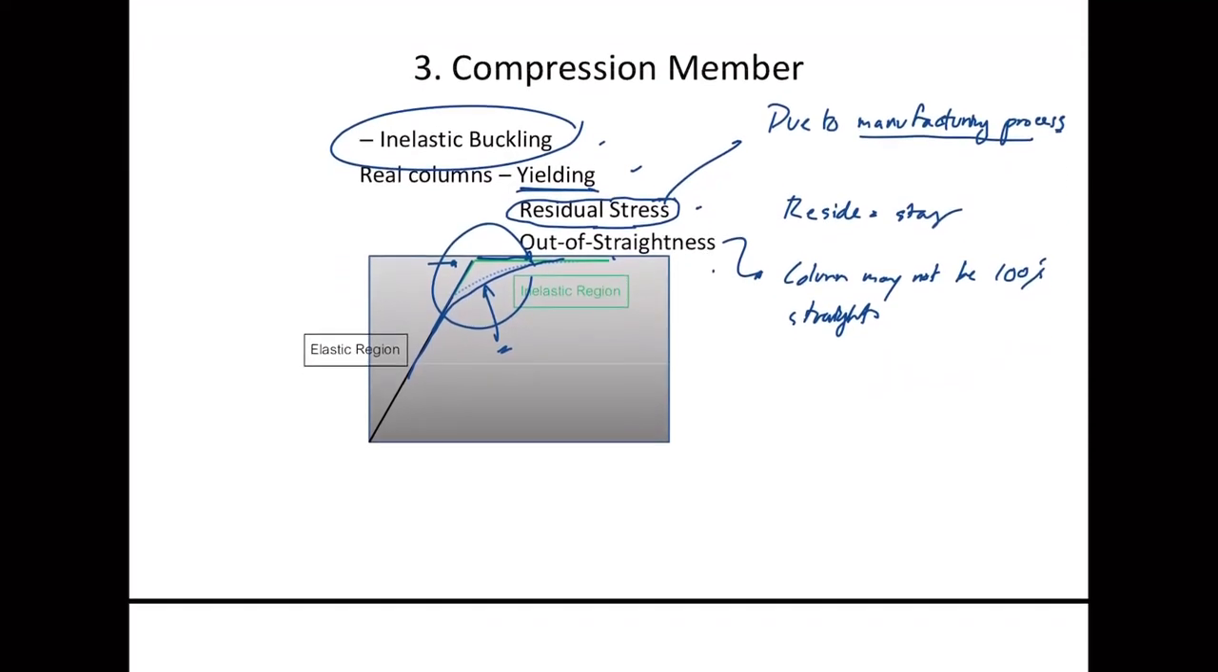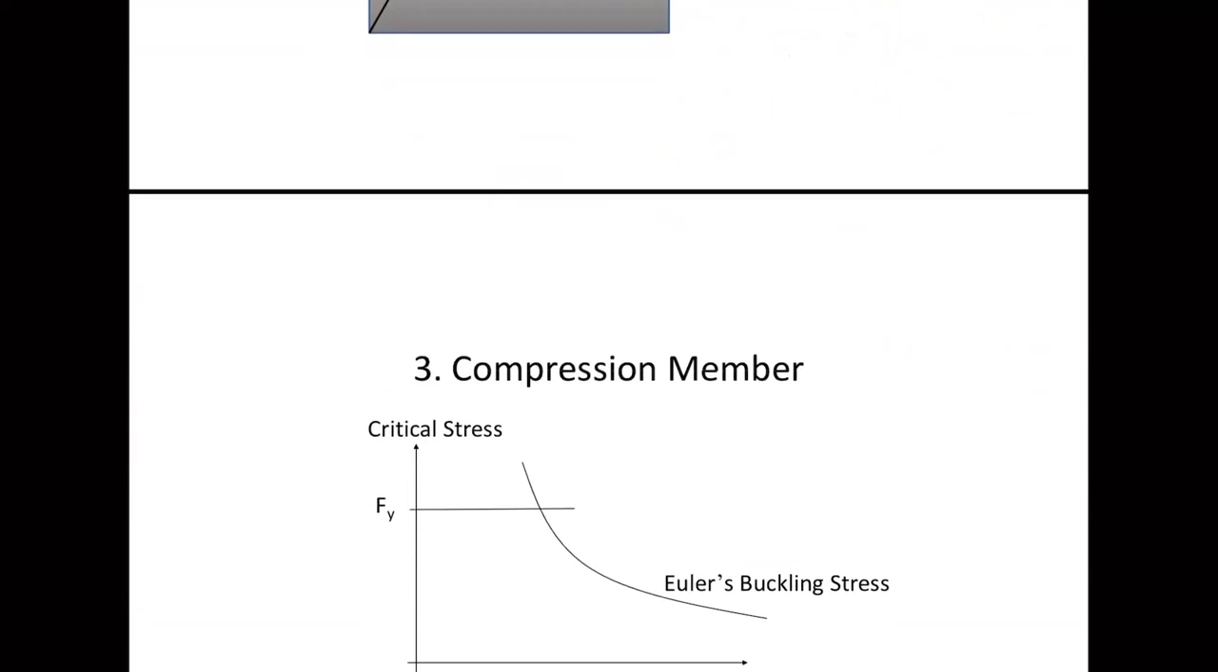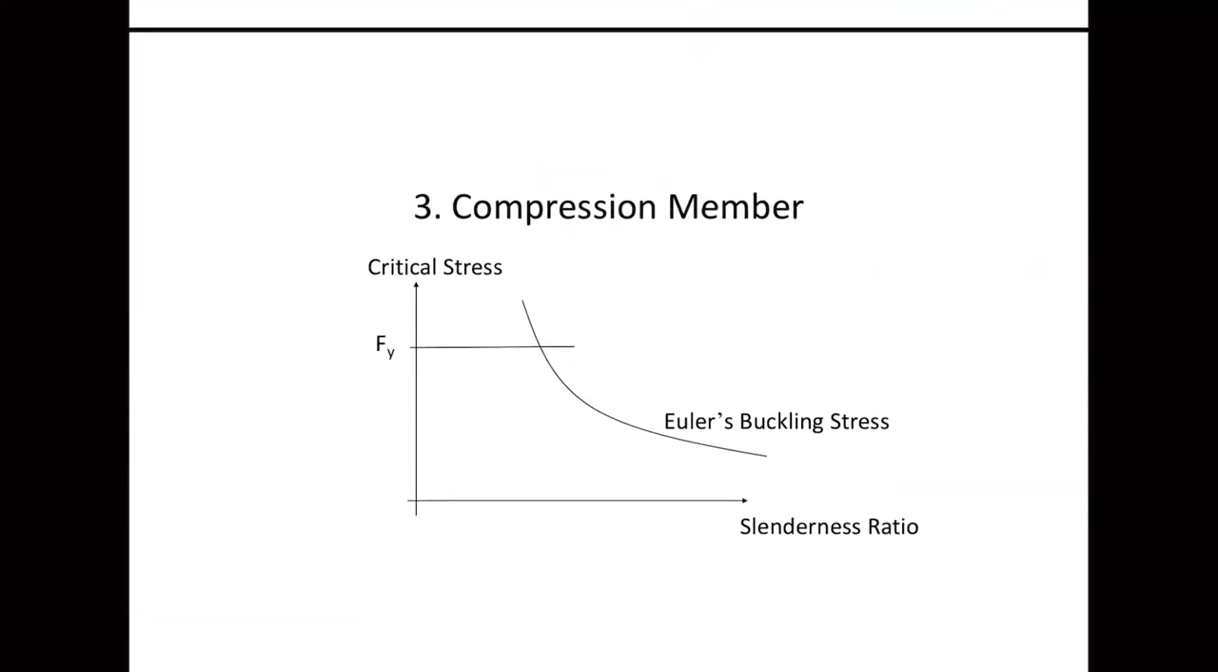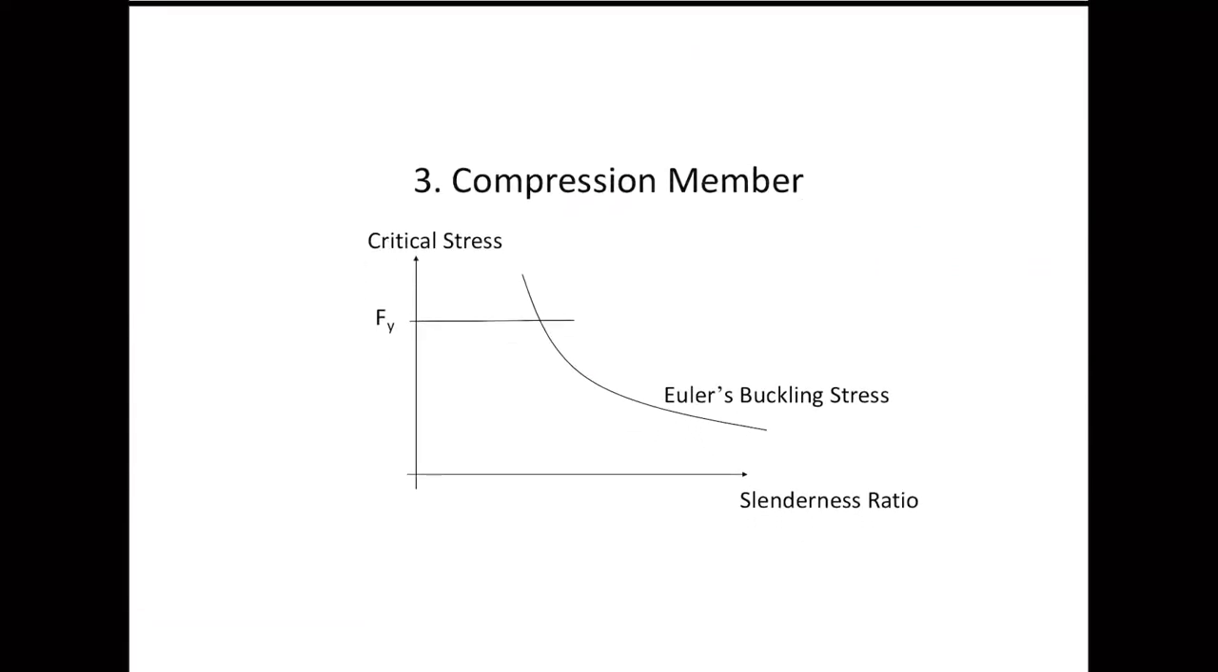From the Euler buckling stress, the original curve in the elastic region, you can cap this off because the material is real and therefore you can't load it beyond the yield, right? It has to yield. So it has to be capped off at some point, not to exceed the yield stress.